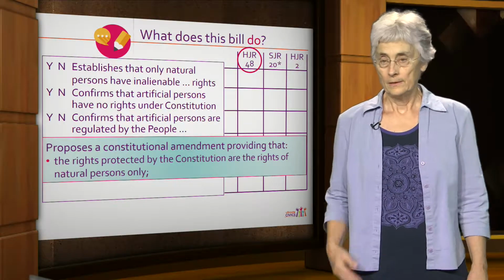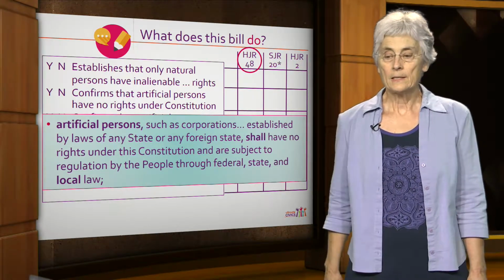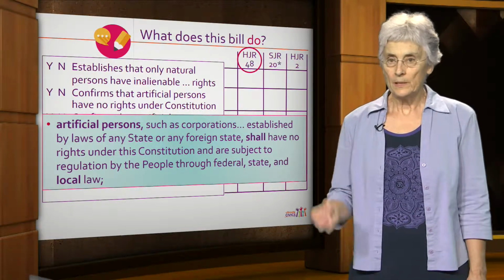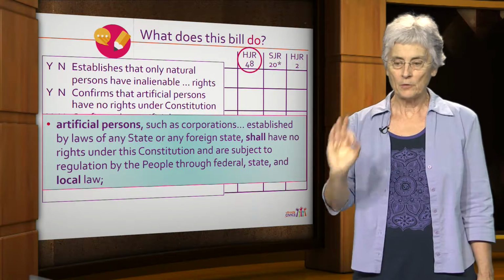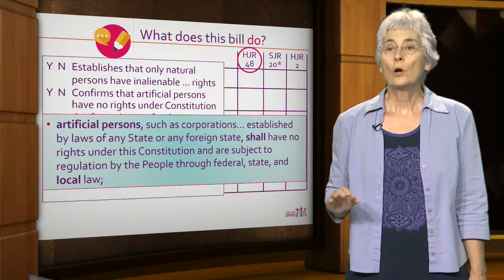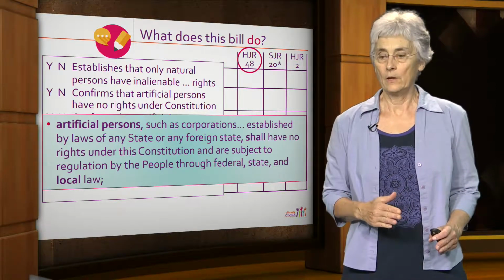That's pretty straightforward. No weasel words there. Let's keep going. Okay. The next phrase is artificial persons, such as corporations, established by laws of any state or any foreign state, shall have no rights under this Constitution and are subject to regulation by the people through federal, state, and local law. The reason some of these words are bold is because those are the ones that should grab your attention. They should be flags. This HJR 48 doesn't just talk about corporations. It talks about all artificial persons. That's a good thing, okay?